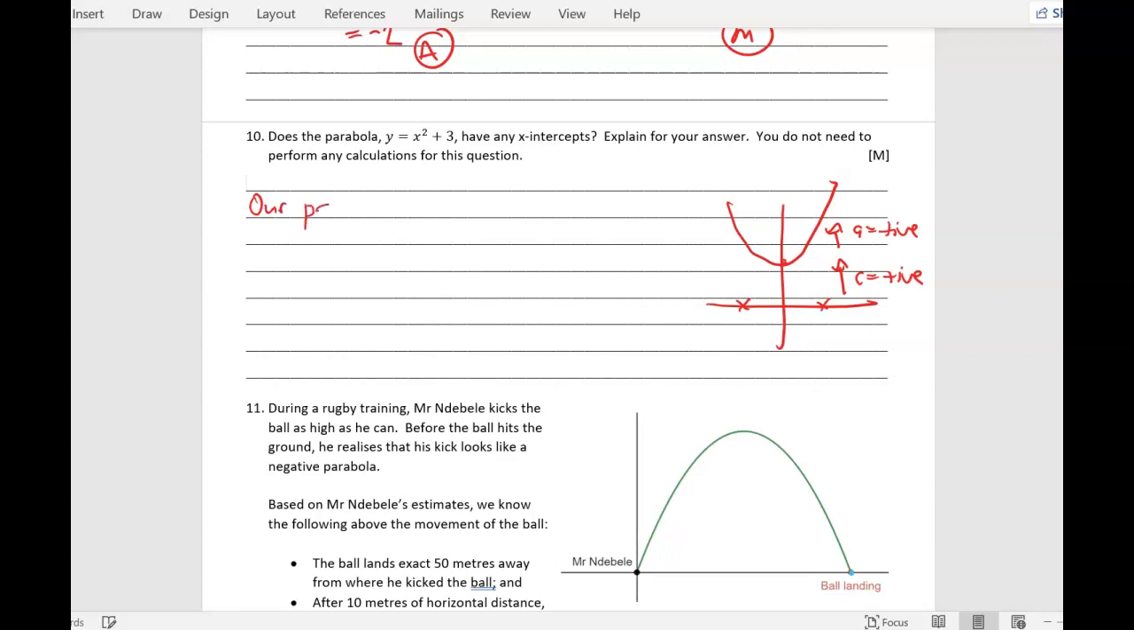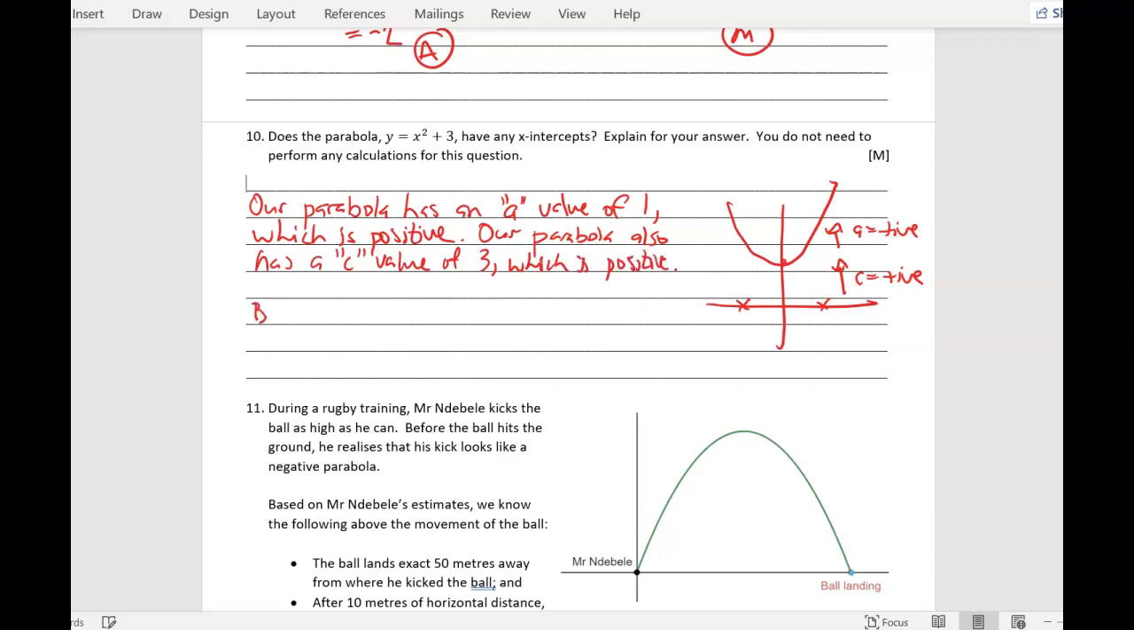So our parabola has an "a" value, and I should be more specific, shouldn't I, of 1, which is positive. Our parabola also has a c value of 3, which is positive.